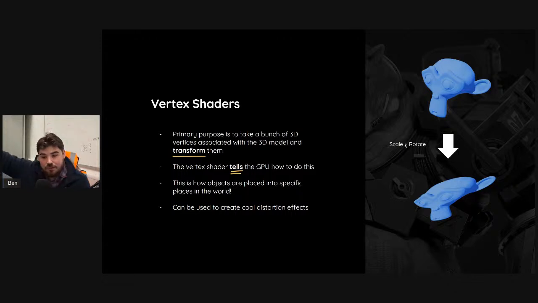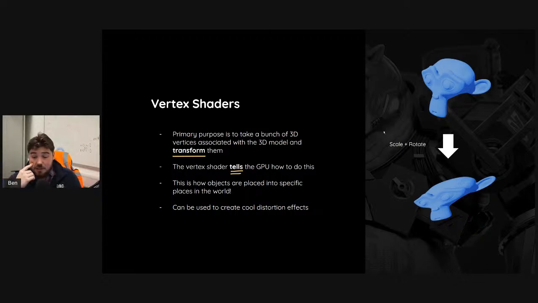It might move the object far off into the distance. It might scale it up, scale it down. It might squish it. It could rotate it slightly. As you can see here, here's an example. We have Suzanne, the Blender monkey. And then we apply some kind of scale and rotation using the vertex shader, and now it looks a bit squashed and rotated. The vertex shader just tells the GPU how to do this. It tells it about the transformations that should be made to the vertices, their positions, okay? And hopefully that makes sense. And this is how objects are placed into specific places in the world, okay?